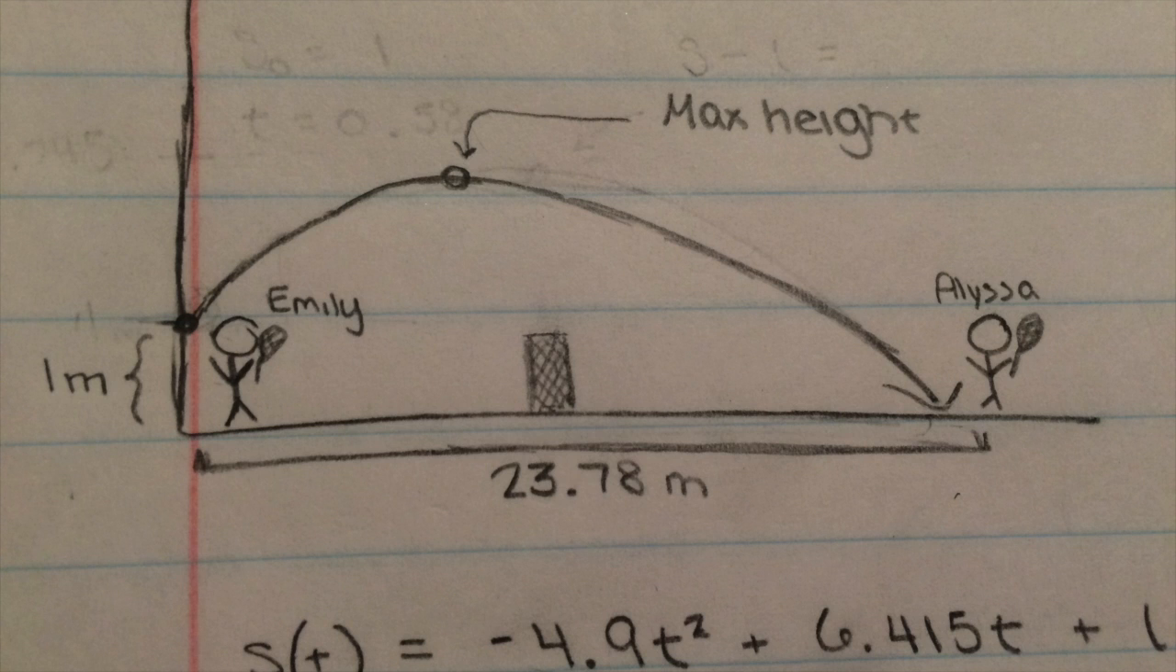I sure can. After Emily hits the ball, it will move upward, decelerating until it reaches a maximum height and is momentarily at rest. The ball will then accelerate downward due to gravity until it hits the court. The velocity in the x direction is constant.